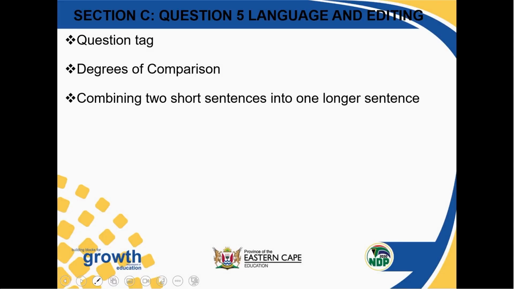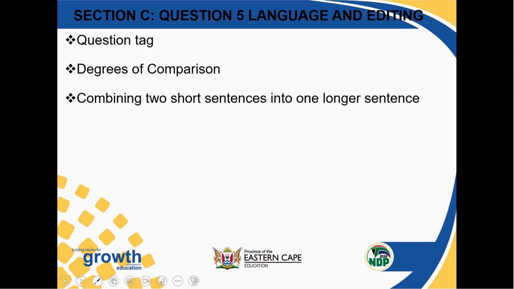Also, revise your degrees of comparison. I think we also did this as far as grade 2, where the teacher would draw a tall boy, and then the other one is taller than the other one, and then that one is the tallest. So you need to know your degrees of comparison, the comparative form as well as the superlative form. You need to know those.